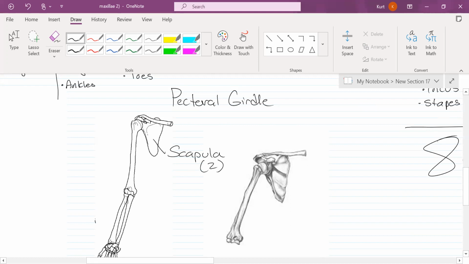Next one, my dad broke when he was in college. It kept him from being drafted into Vietnam. It's commonly called your collarbone. You know what the true name is? Your clavicle. You have 2 of them, 1 for each shoulder.